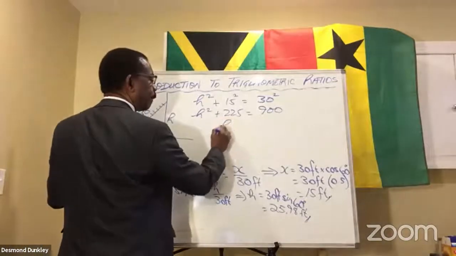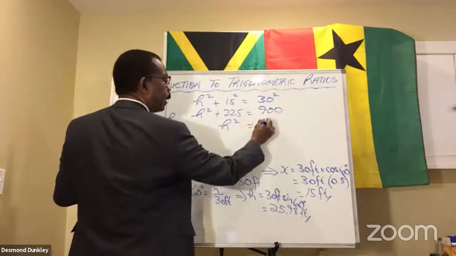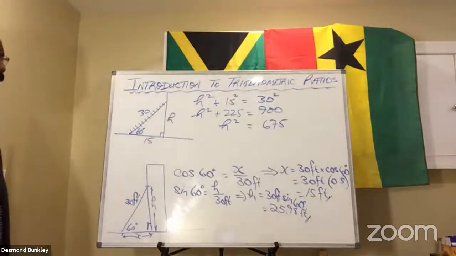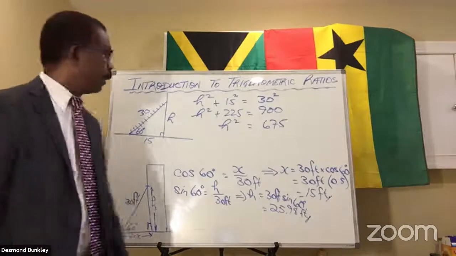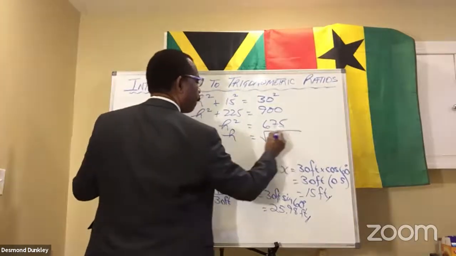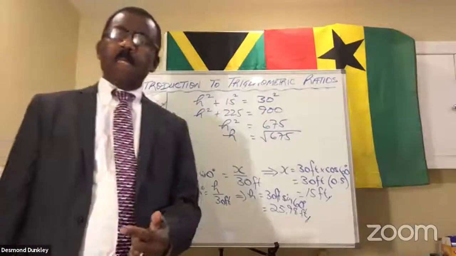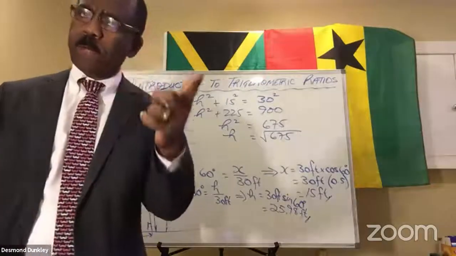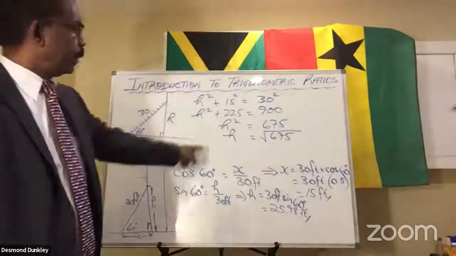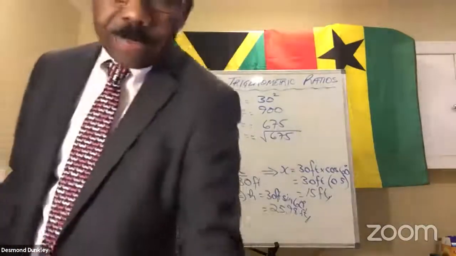Get h squared by itself. h squared is equal to, we subtract 225 from both sides, 675. So far, so good. And therefore, h has to be equal to the square root of 675. Now, I know that 25 squared is equal to 625, so the square root of 675 has to be more than 25. So let's see.